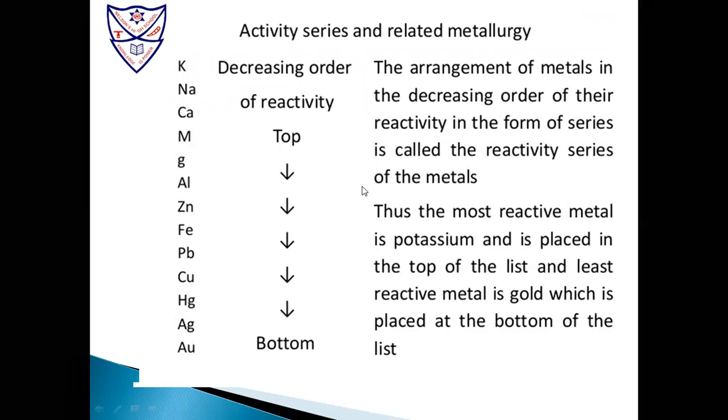So this is the reactivity series. You have to learn this. How will you learn? Potassium, sodium, calcium, magnesium, Mg, aluminium, zinc, iron, lead, copper. Hg is what? Mercury. Ag, silver. Au, gold. So highly reactive is what? Potassium is highly reactive, and the least reactive come down. Platinum is also down. Silver, gold, platinum are all very less reactive. This is the reactivity series. You can remember it in that way.